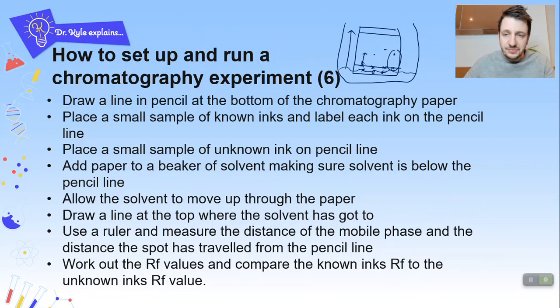Now, the final bit that they might ask you is some errors. Now, it could be, for example, that they might say that this line, instead of using pencil, it uses ink, and so what would happen is the ink would also rise with the rest of the sample. Or it might be they ask you what's an error here, and this would be that the line is below the solvent line, so all of the ink would then essentially dissolve into the solvent and ruin the chromatography experiment.